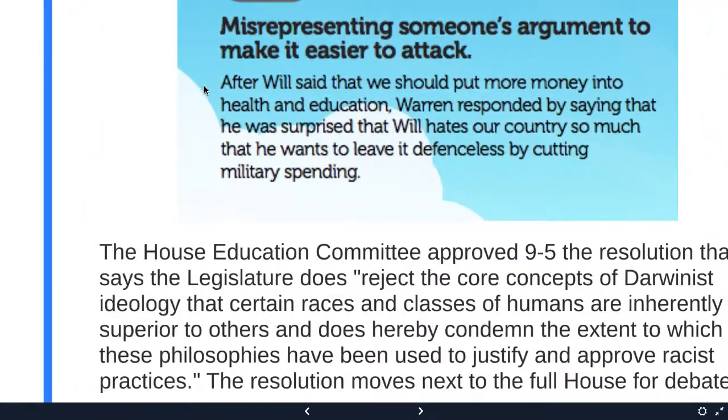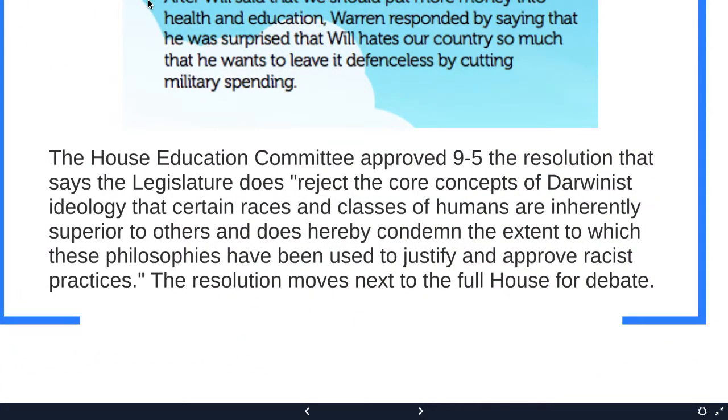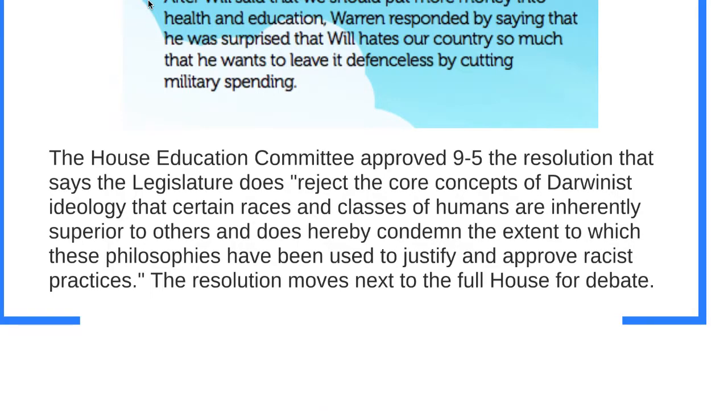The House Education Committee, this was Louisiana. The House Education Committee approved 9-5, so a vote of 9-5, the resolution that says the legislature does, quote, reject the core concepts of Darwinist ideology that certain races and classes of humans are inherently superior to others, and does hereby condemn the extent to which these philosophies have been used to justify and approve racist practices. The resolution moves next to the full House for debate.